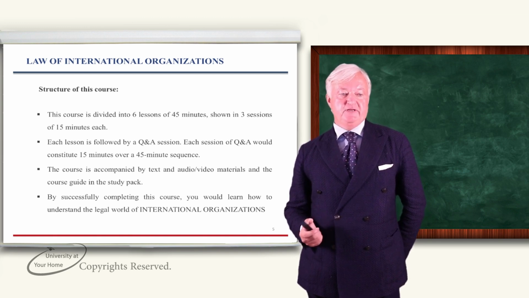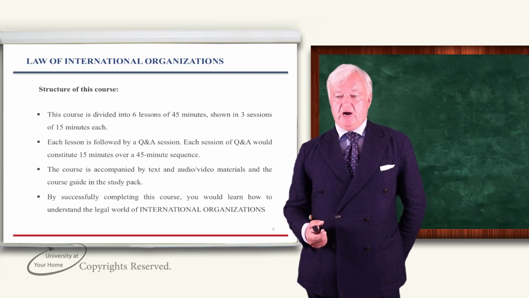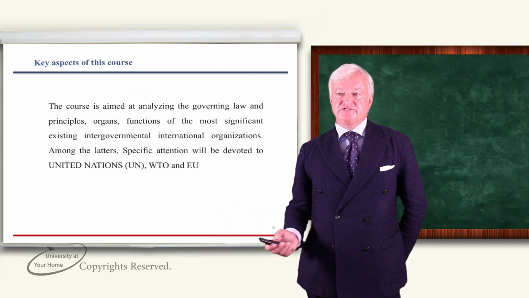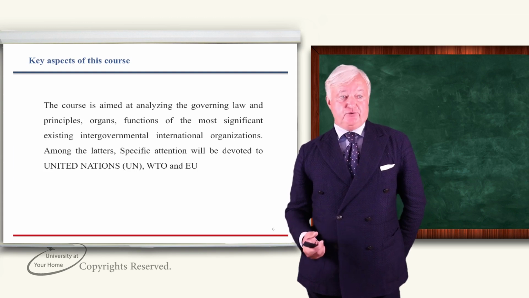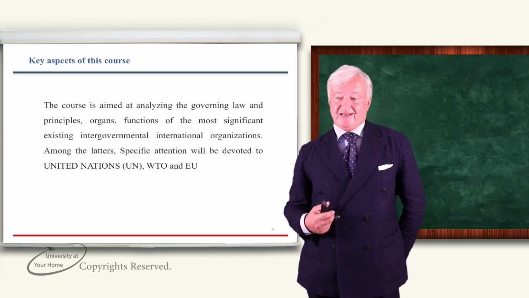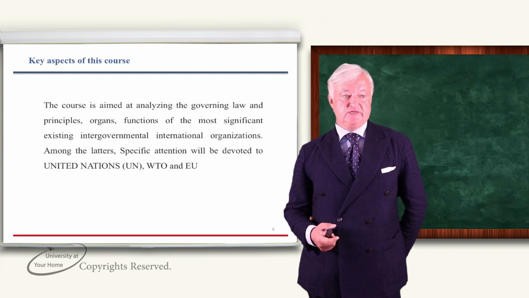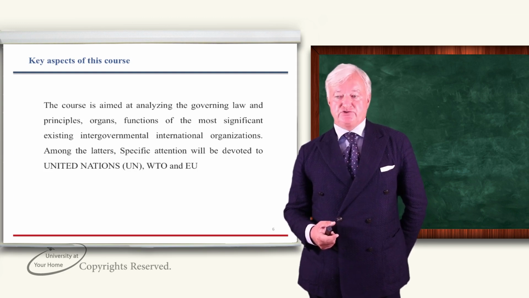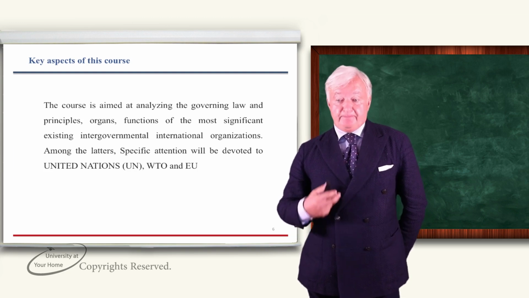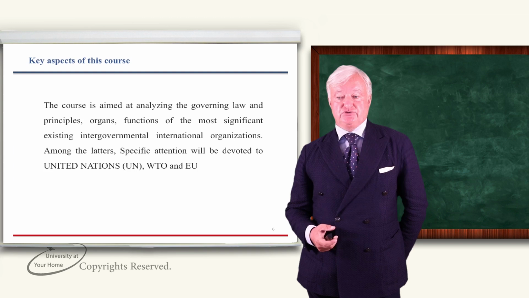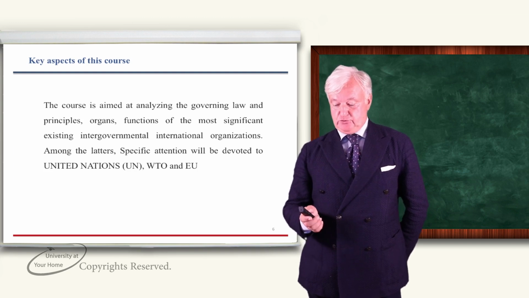By successfully completing this course, you will learn how to understand the legal world of international organization. Key aspect of the course: it is aimed at analyzing the governing law and principal organs' functions of the most significant existing intergovernmental international organizations, and among the latter, specific attention will be devoted to two very important organizations, the United Nations and the WTO, World Trade Organization, and the EU, European Union.